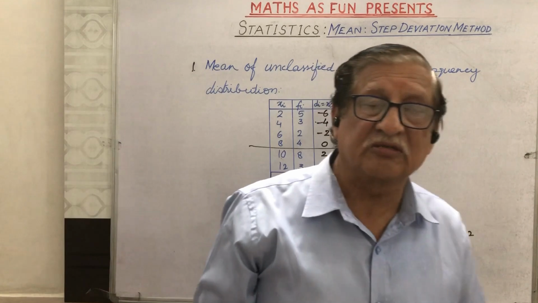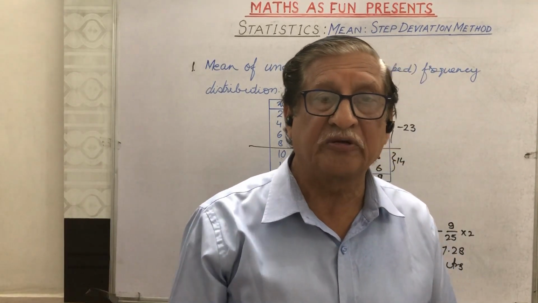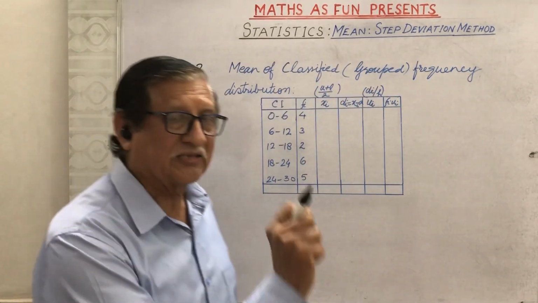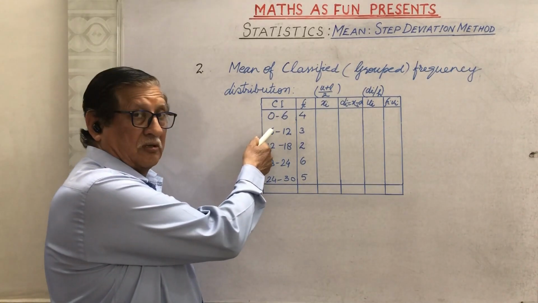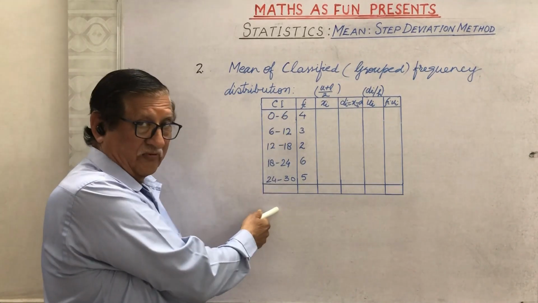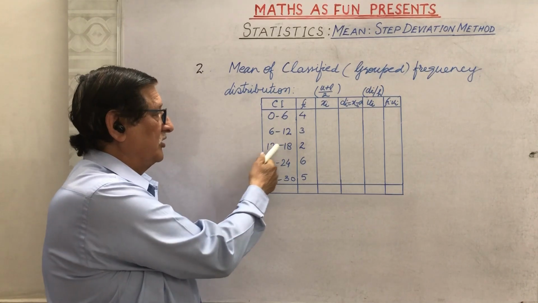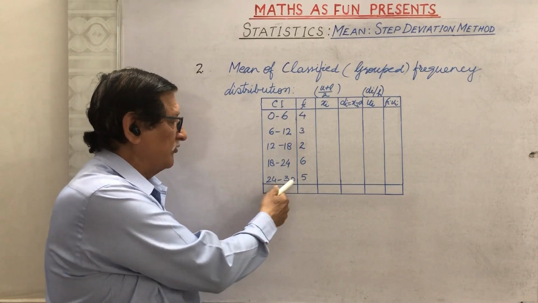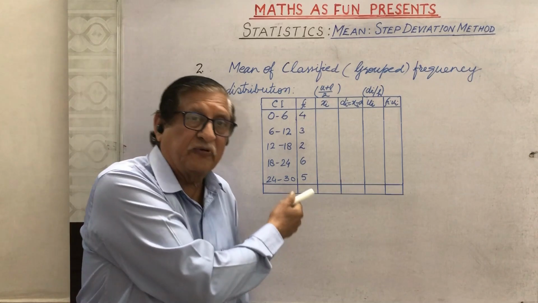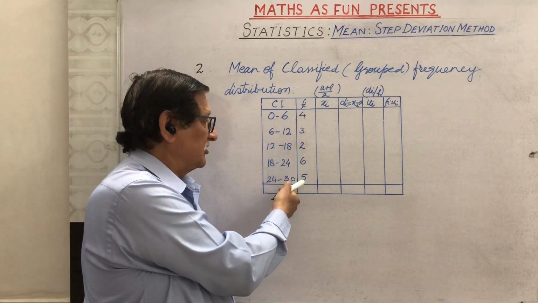Now we'll take one example based on classified distribution. The problem for the classified distribution is: class intervals are given from 0 to 6, 6 to 12, 12 to 18, 18 to 24 and 24 to 30. And the respective frequencies of them are 4, 3, 2, 6, 5.